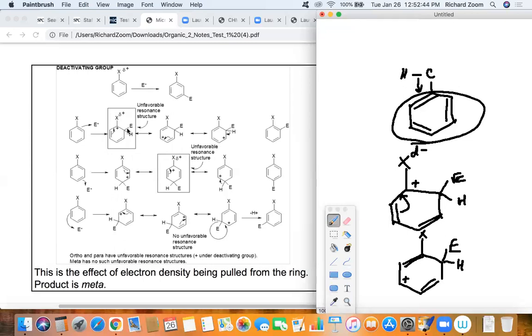I want to point out from a semantic point of view that no unfavorable is not the same as favorable. It's just that there are no unfavorable resonance structures when we go meta. What that means is that meta is usually a bit harder to make than ortho and para, because you're going for the default, the one that isn't particularly bad, rather than the others which are bad.